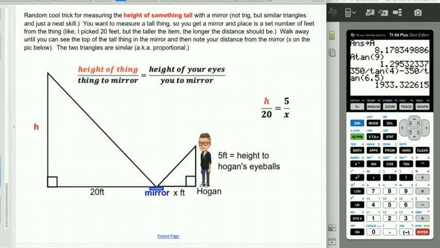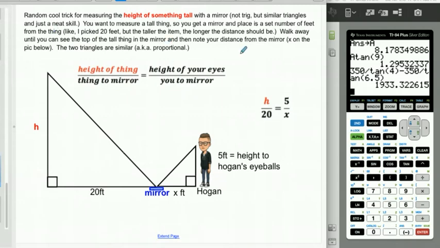We're going to talk about one other thing that's not a word problem. I just wanted to show you a cool trick. It's a random cool trick, not a problem coming with this. I just think it's neat. There's a cool trick for measuring the height of something tall with a mirror. This is not actually trig. It's similar triangles, but it's just a really neat thing.